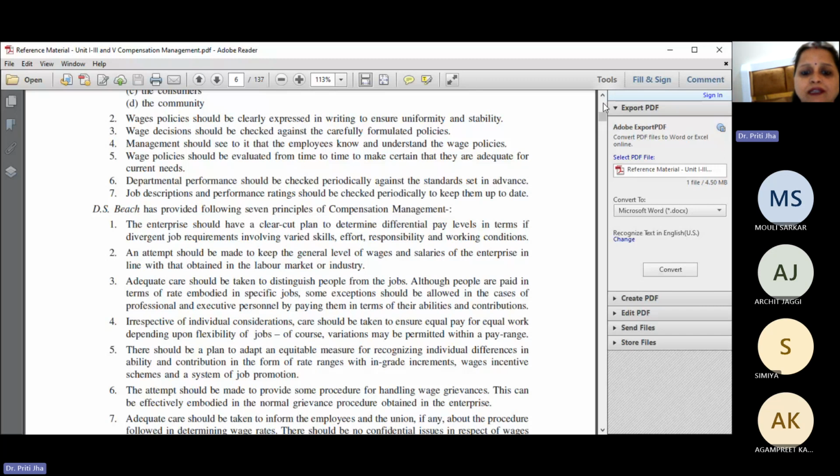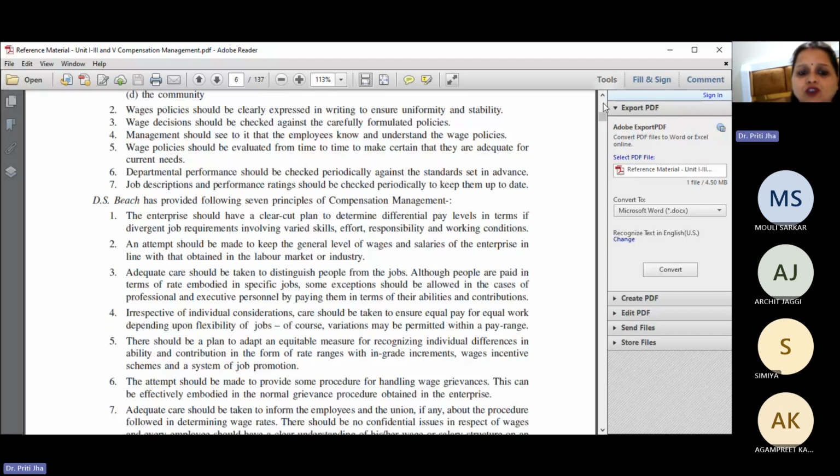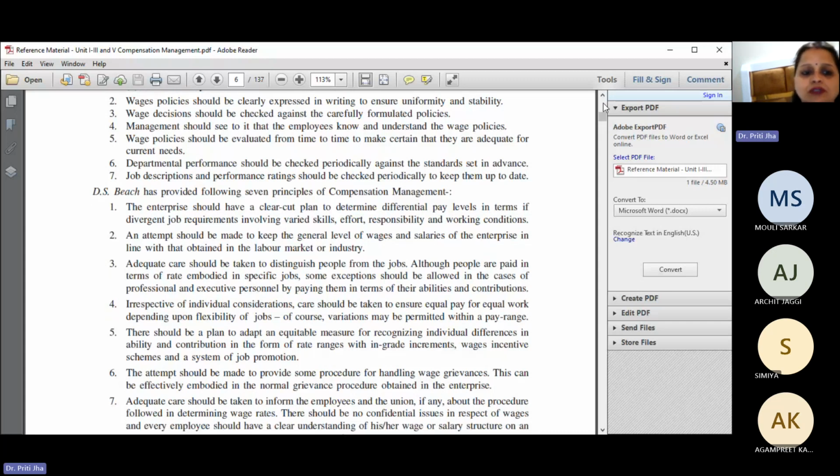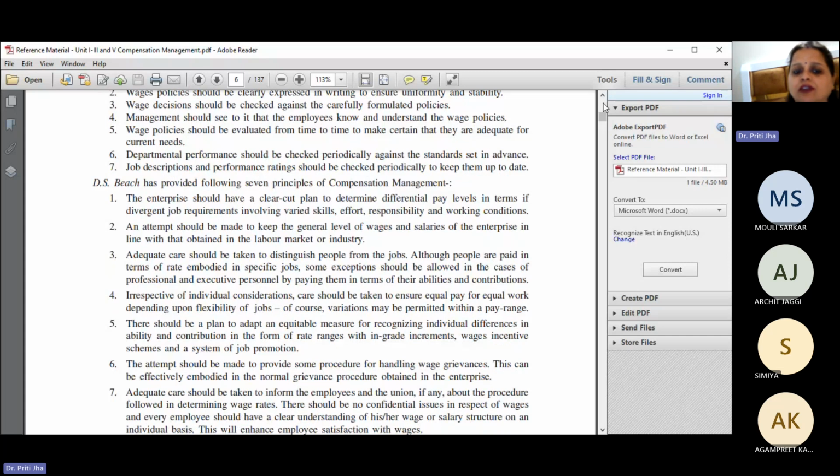Adequate care should be taken to distinguish people from the jobs. Although people are paid in terms of rate embodied in specific jobs, some exceptions should be allowed in the cases of professionals and executive personnel by paying them in terms of their abilities and contributions. Irrespective of individual considerations, care should be taken to ensure equal pay for equal work depending upon flexibility of jobs.